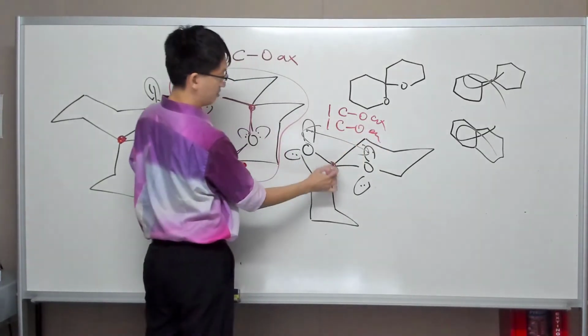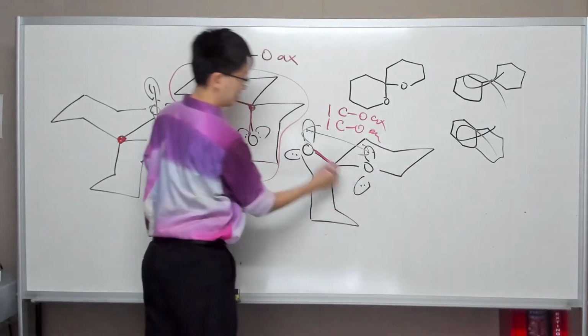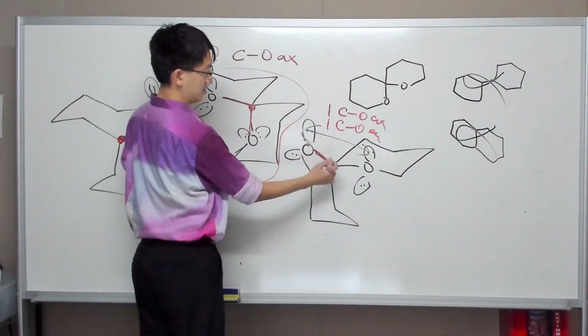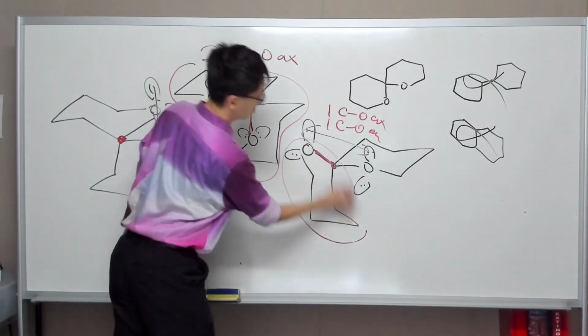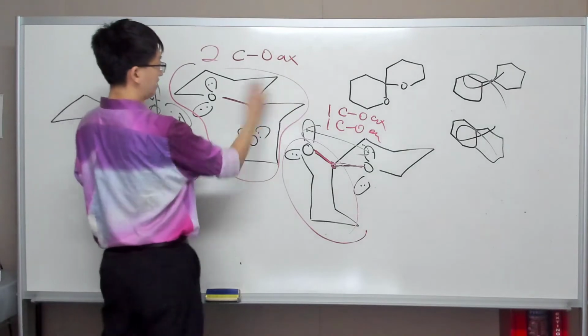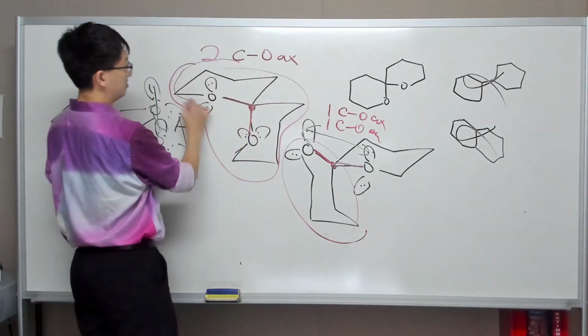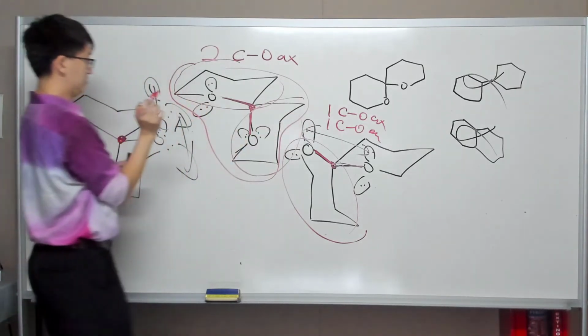How do you know it's equatorial? Because can you see that this is equatorial relative to this ring? Yeah, correct. And then relative to this ring, this bond is axial. I hope you can see. So again, in this case, relative to this ring, this is axial. Relative to this ring, this is axial.